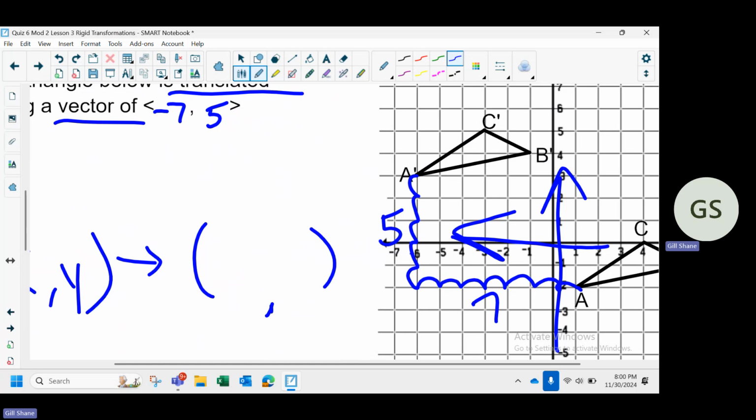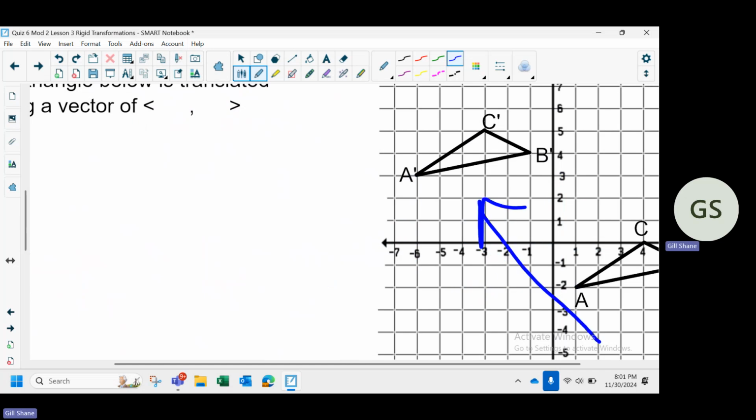A lot of you got the numbers right, but you put them in the wrong position. Some of you put the X for the Y and the Y for the X. Some of you didn't get the negatives correct. Some of you went in the wrong direction. You didn't go from the pre-image to the image. You went the other way. So again, that's all there is to it. If you need to watch that again, watch it again. But know which way you're going.